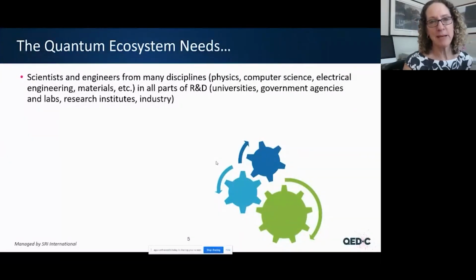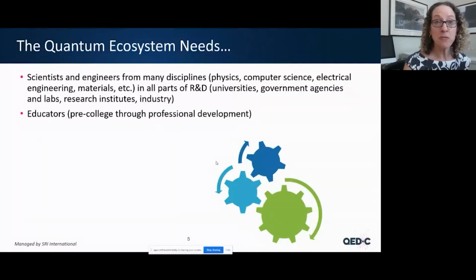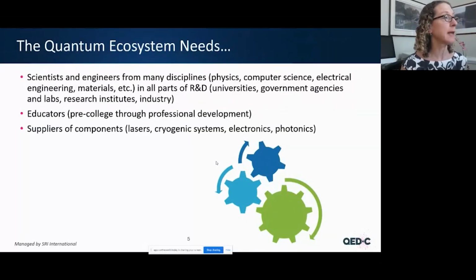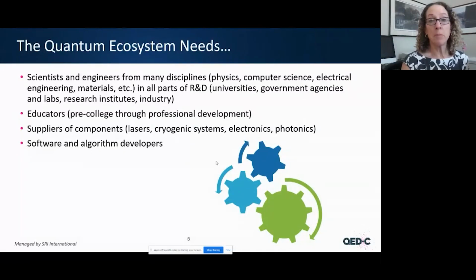and engineers from many disciplines. Physics, but also computer science and other fields, and from all parts of the ecosystem. So wherever you are, there are opportunities. We need educators, of course, from early years through professional development for mid-career people who are interested in getting upskilled. And we need all these enabling technologies, so not just quantum. We need computer scientists. These systems, the quantum computers and everything, are not going to do much good if we don't have software.